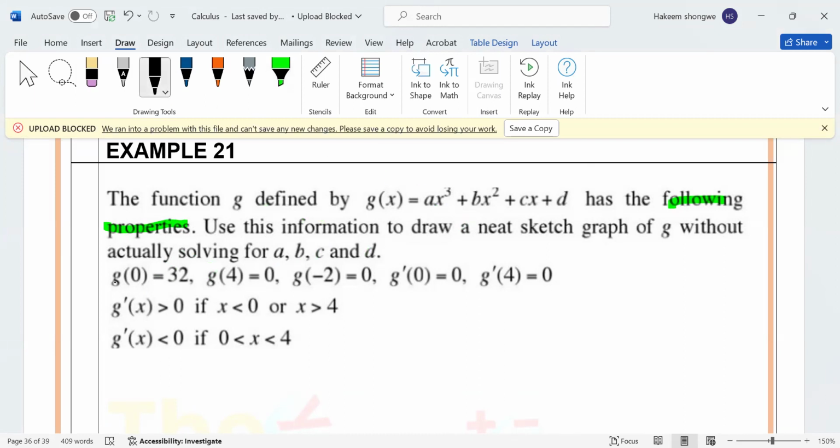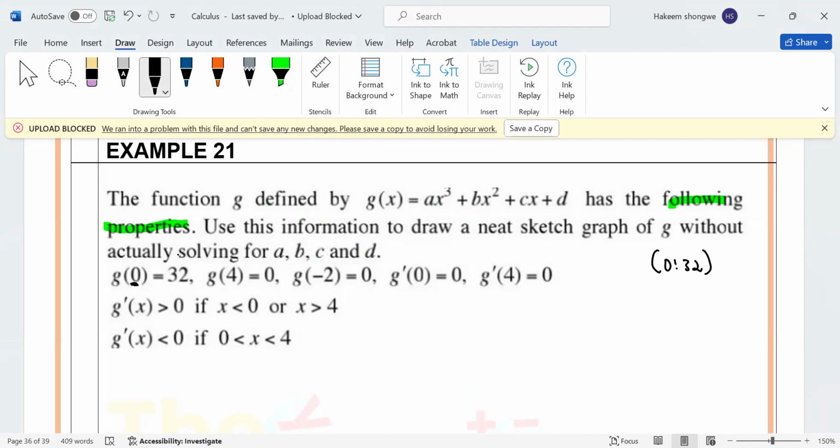For example, they are saying g of 0. When x is 0, what is my y? I will tell them that when x is 0, my y is going to be equal to 32. What will we call this? An x-intercept or a y-intercept? It's our y-intercept.